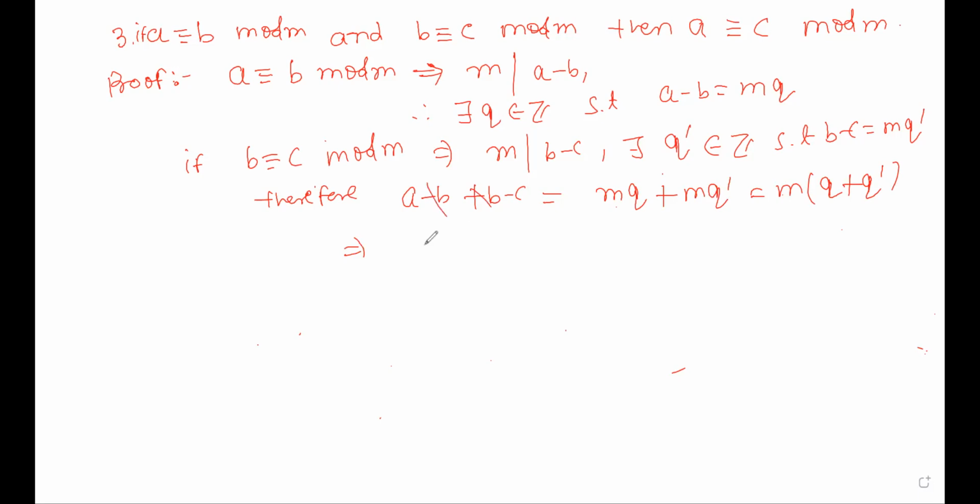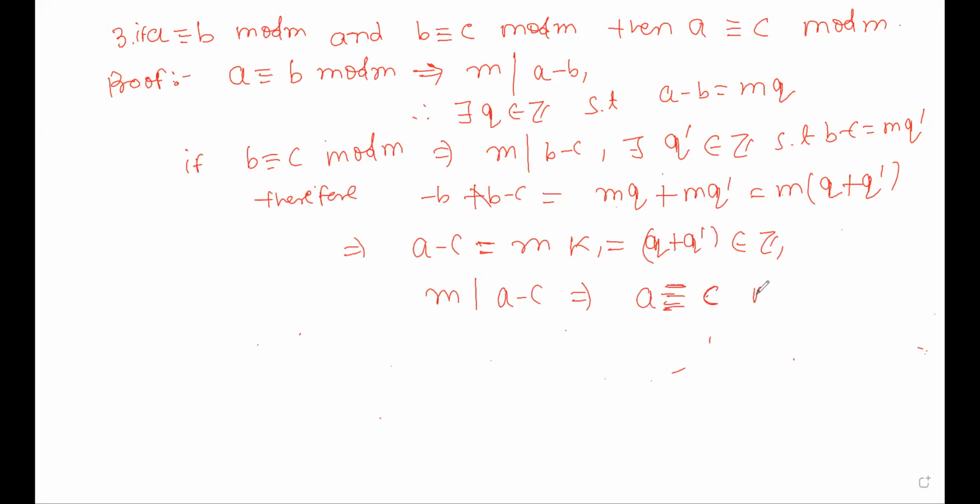Therefore, A minus C equals A minus B plus B minus C, where B and B are cancelled, and this is MK where K equals Q plus Q dash, which is also an integer. This implies M divides A minus C, and this is equivalent to A is congruent to C modulo M. This is proved. Third property has been proved here.